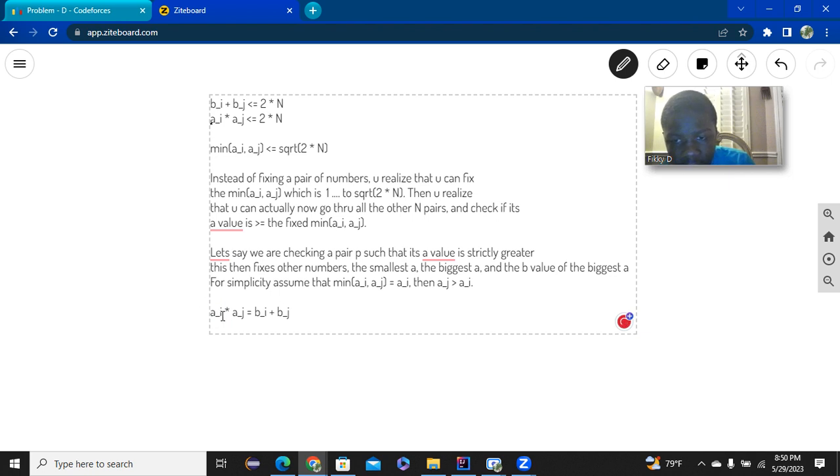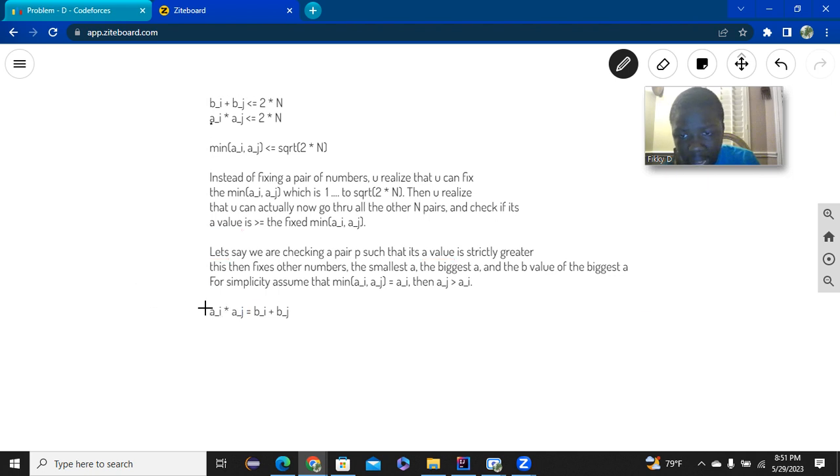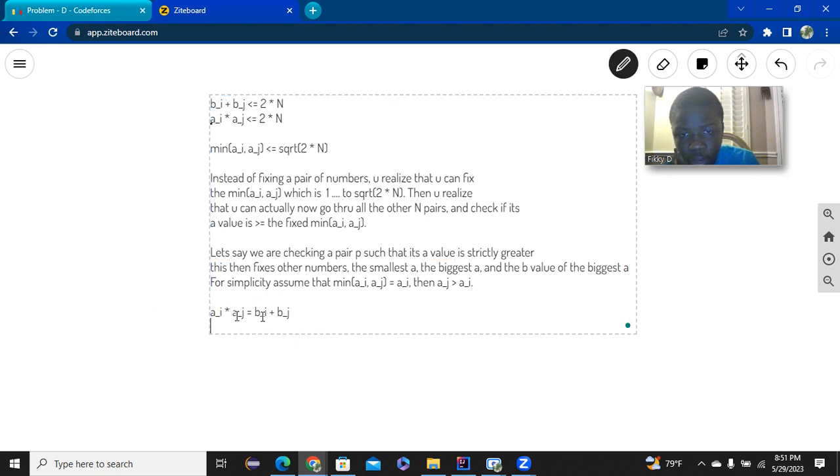One a is fixed, and you know one b is also fixed now. Or you know both a's are actually fixed. The idea is that since both a's are fixed, it doesn't matter how, the product of a is fixed. So this fixes the product.